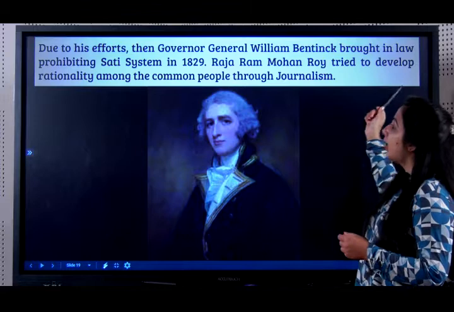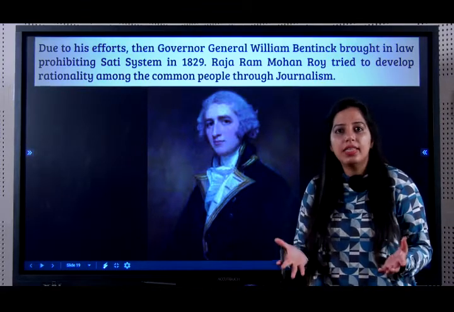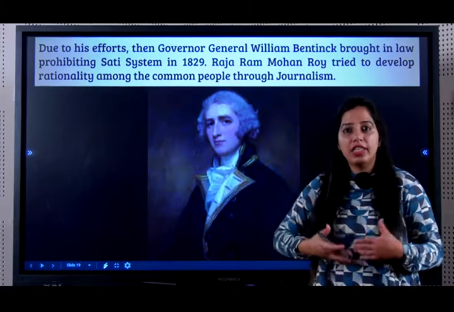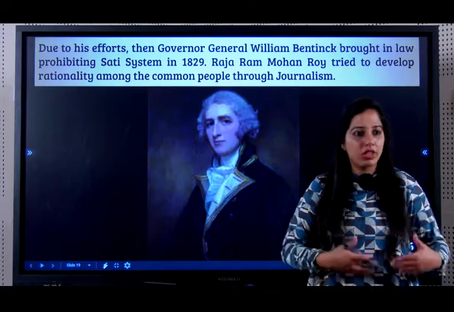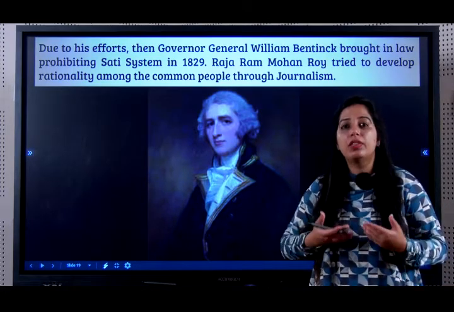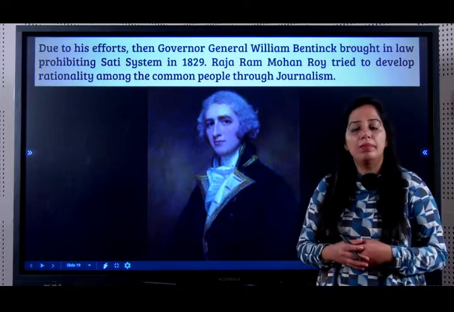Raja Ram Mohan Roy tried to develop rationality. He told people to think, what sense does it make for a woman to jump into the fire after the husband is dead? She can still live. What if there are children? She can nurture them alone. She can bring them up alone. So he tried to put reason and remove such superstitions amongst the people.